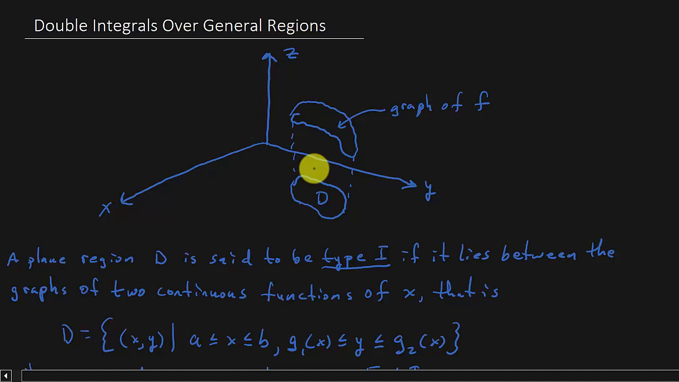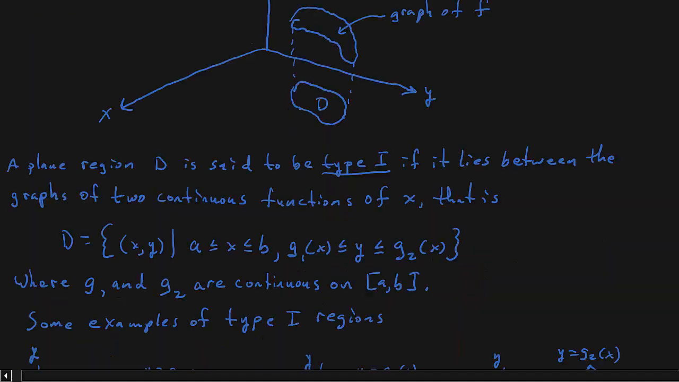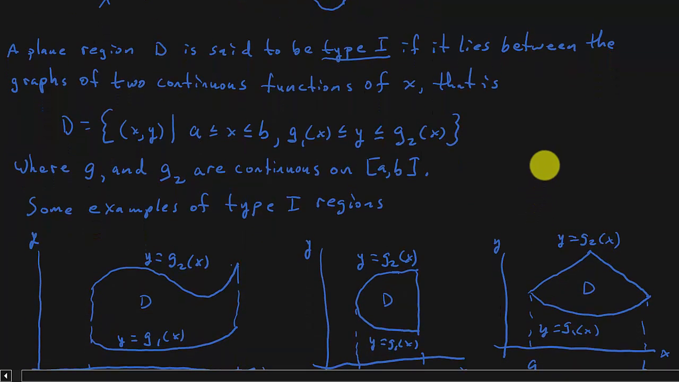Basically what we're doing is we're looking for the volume over this region that's above this region and under this surface here. All right, so let's see how we do that. It's a little different, but it's not difficult.